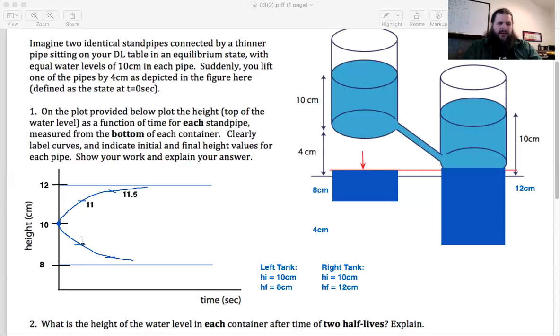So that would be going from 10 to 9, and then from 9 to 8 and a half after 2 half-lives. And if we kept going, after 1 more half-life would be halfway from 8 and a half to 8, so that would be 8 and a quarter, then 8 and an eighth, then 8 and 1/16, 8 and 1/32. It just keeps getting halfway there, halfway there, halfway there, getting closer and closer, but never actually reaching it. Any other questions on that graph?